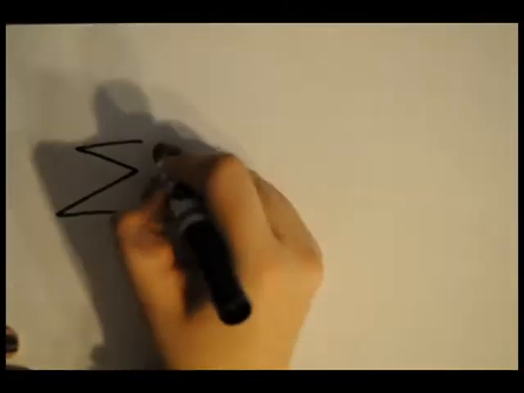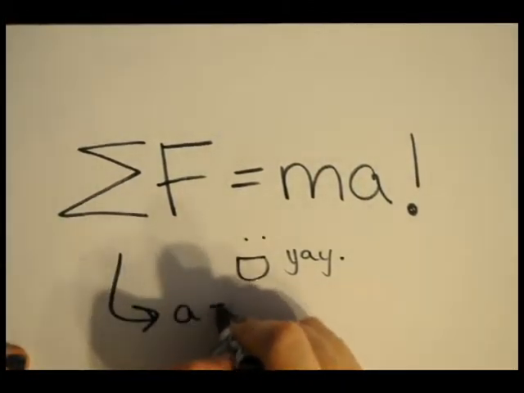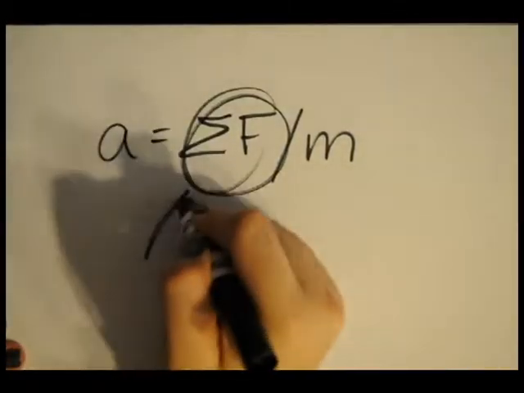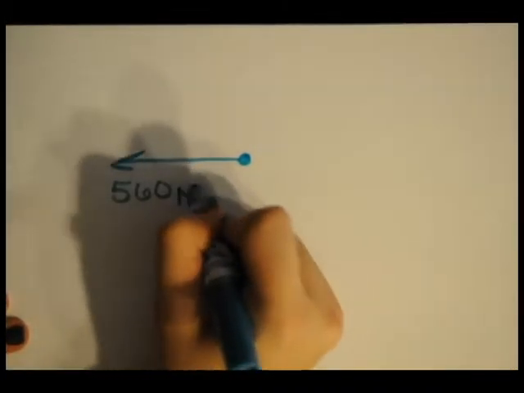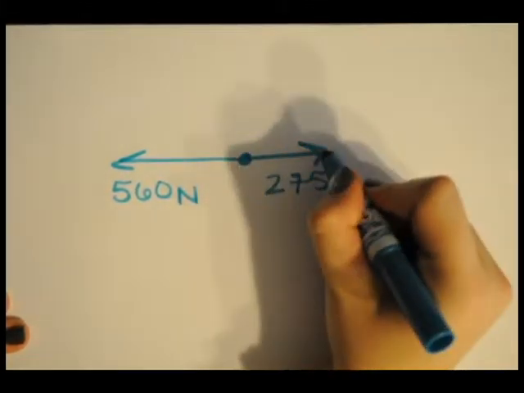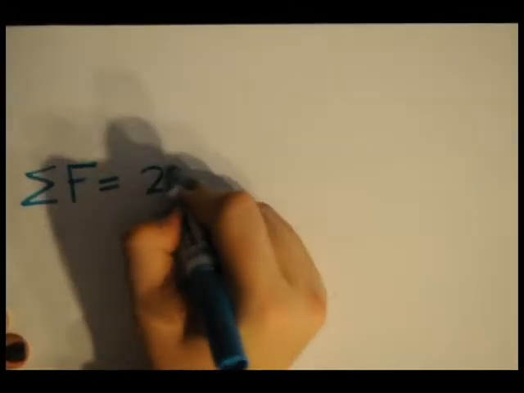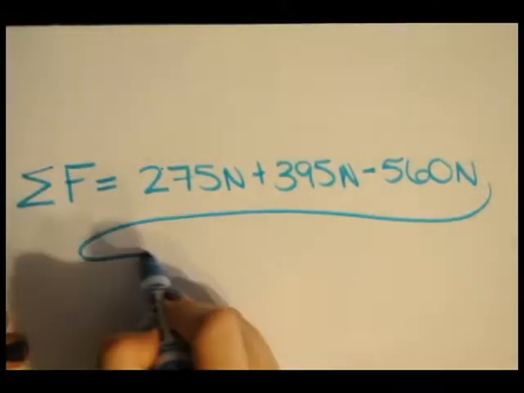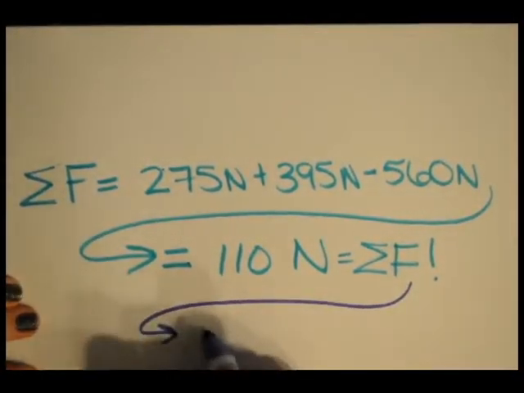We can use Newton's sum of F equals ma equation to derive an equation for acceleration. a equals the sum of F divided by the mass. Now that we have an equation, we have to solve for the net force that is acting on the car. Let's draw a free body diagram. We have 275 newtons and 395 newtons acting in one direction, towards the right, and we also have 560 newtons acting in the opposite direction, to the left. The sum of F equals 275 newtons plus 395 newtons minus 560 newtons. This equals 110 newtons, this is the net force.